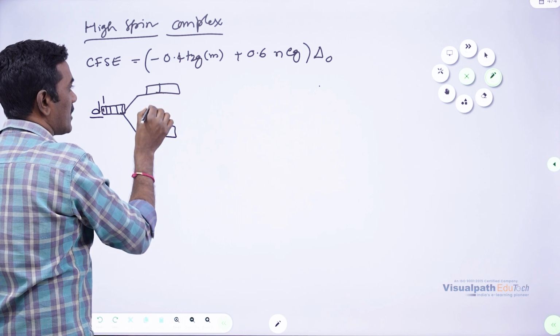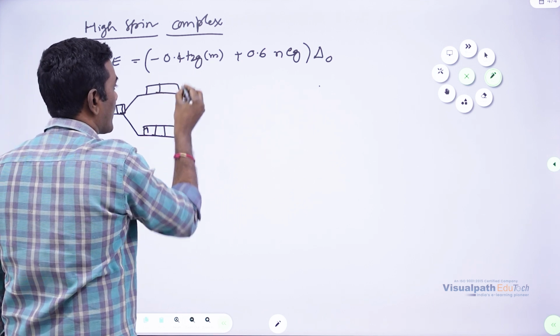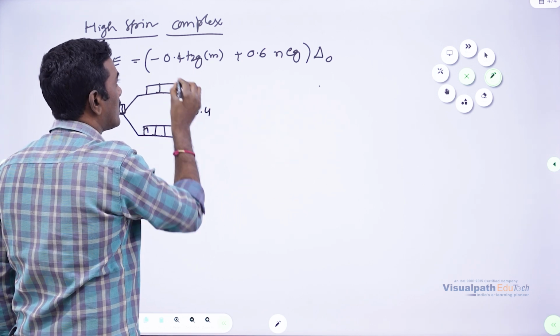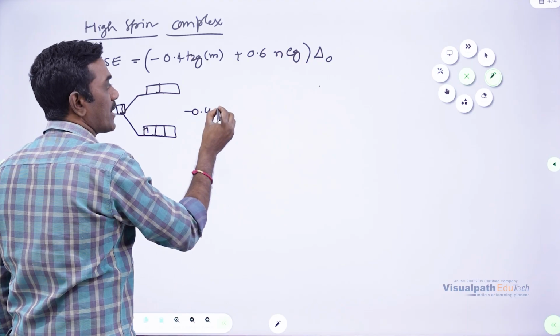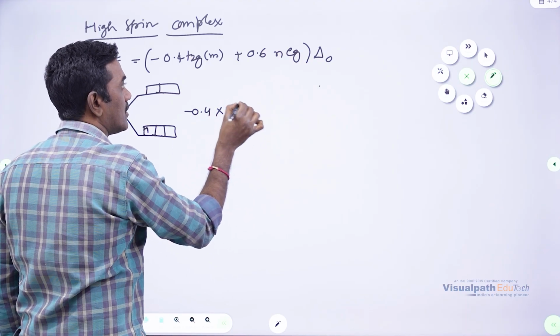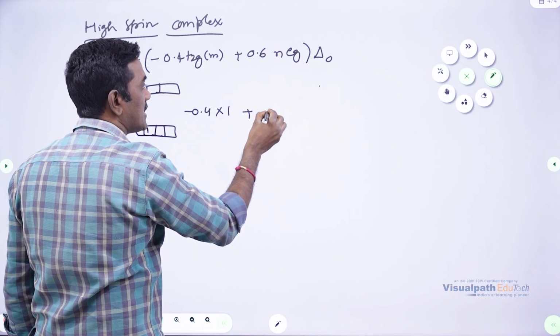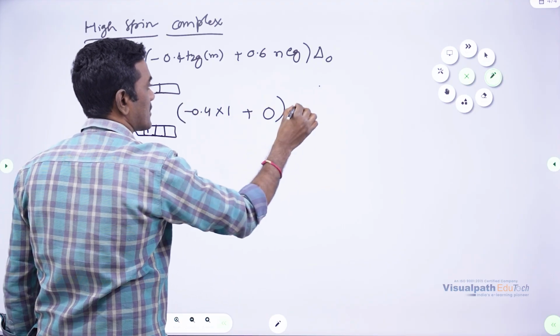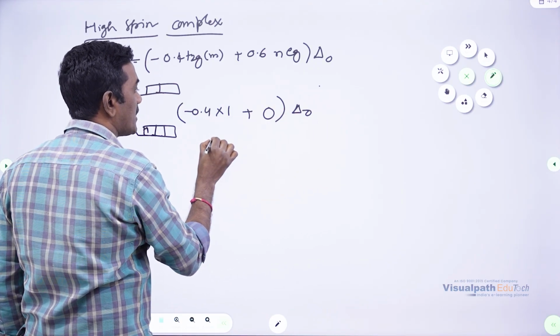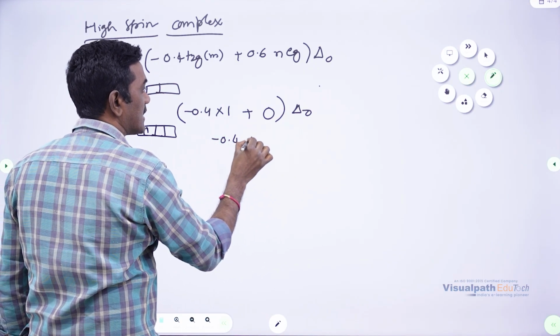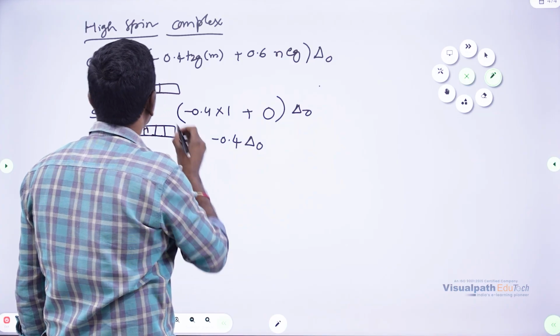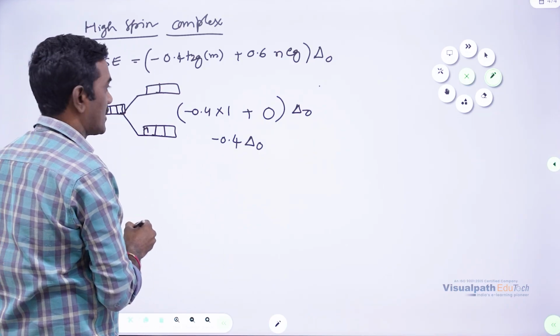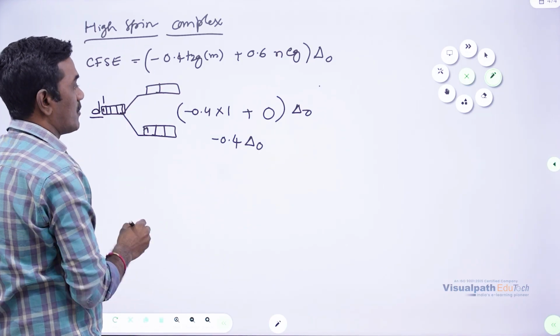So what is the formula now? Minus 0.4 into n means how much? 1, plus there is no eg, 0 delta naught. So it is going to be minus 0.4 delta naught for d1 configuration in high spin complex.